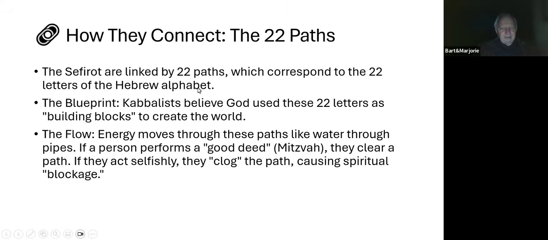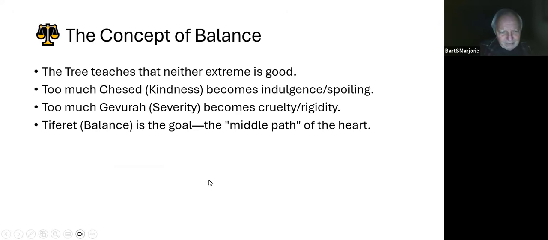So how they're connected, there are 22 different paths, which correspond to the 22 letters of the Hebrew alphabet. The Kabbalists believe God used these 22 letters as building blocks to create the world. The energy moves through these paths like water through pipes. If a person performs a good deed, a mitzvah, they clear a path. If they act selfishly, they clog the path, causing spiritual blockage.